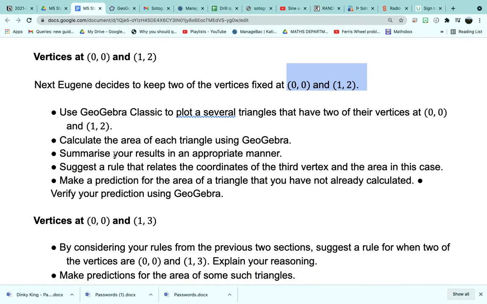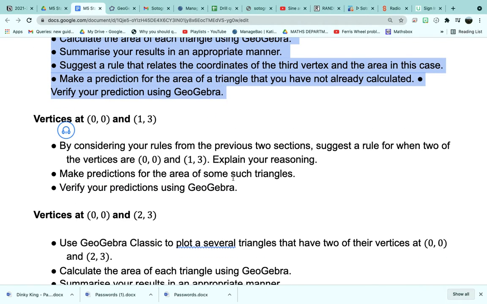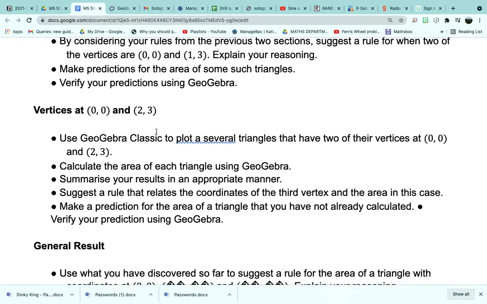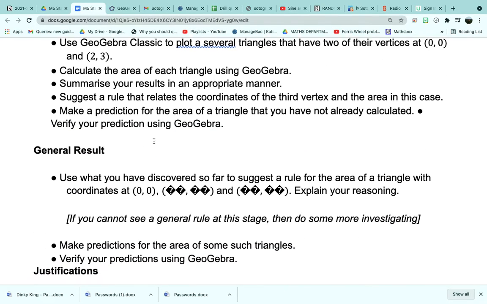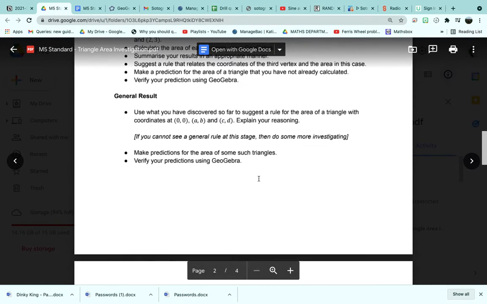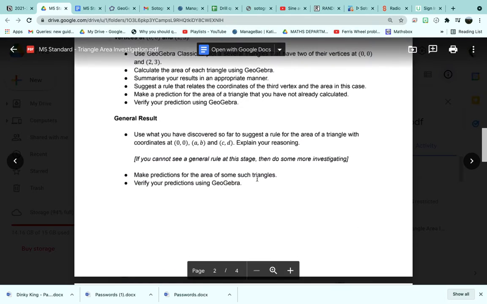Calculate area, summarise results, suggest a rule, make a prediction. Exactly the same as above. We then do it for 0, 0 and 1, 3. And then 2, 3. Now you can see here that I cannot see the whole investigation properly, so I'm going to go to the PDF version.